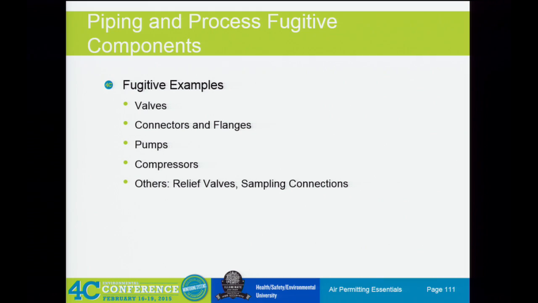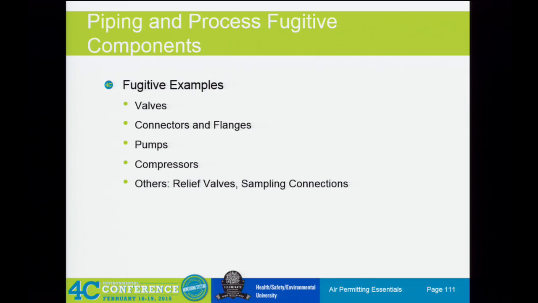Okay. We're on fugitives now. Fugitives are losses at valves, at flanges, at connectors, at pumps. When the permitting program was conceived, these losses weren't really thought of, right? Each one was considered de minimis and so minor that it wasn't important. And then people realized that when you add them all together, they're a significant contribution to emissions.